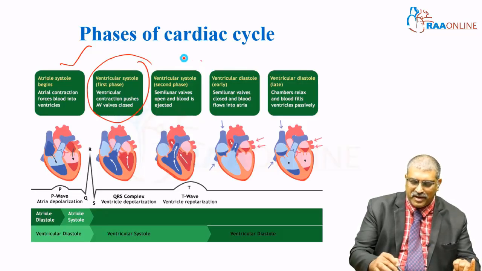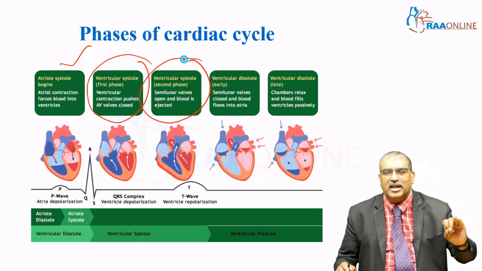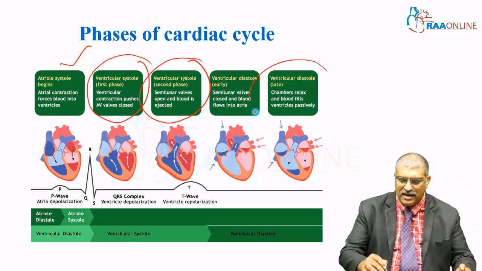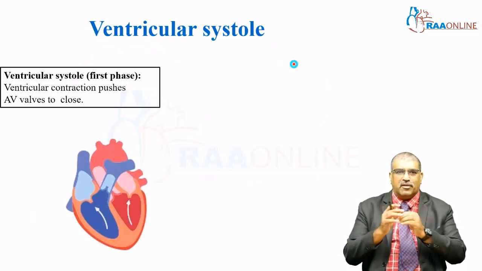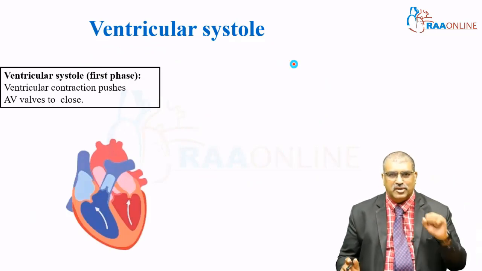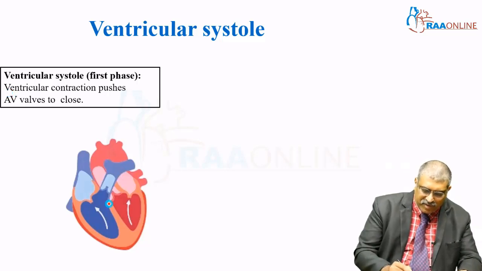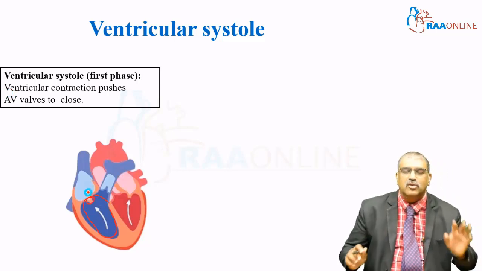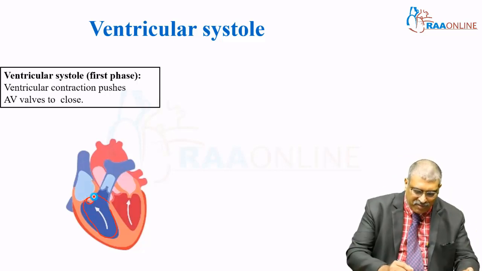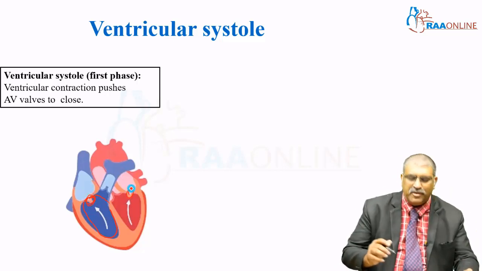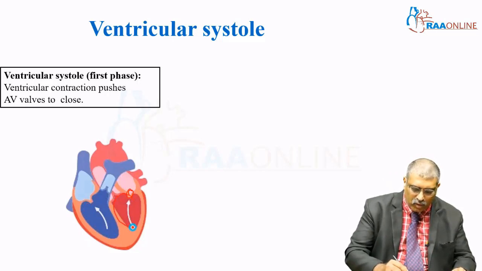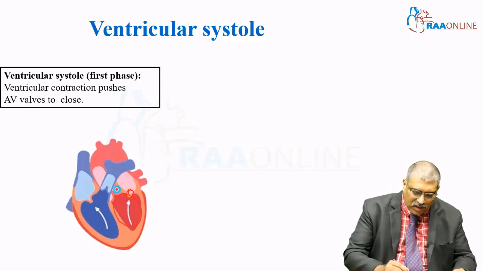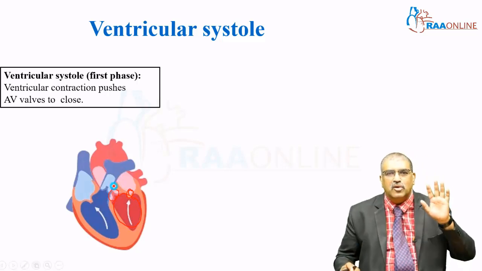Ventricular systole has an early phase and a late phase; ventricular diastole has early relaxation and late filling. Now coming to the first phase, ventricular systole. Here the ventricular contraction pushes the AV valve to close. Your AV valve is closed. Both the mitral and tricuspid valves are closed, and your semilunar valve is also closed.